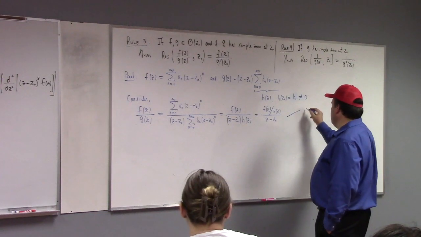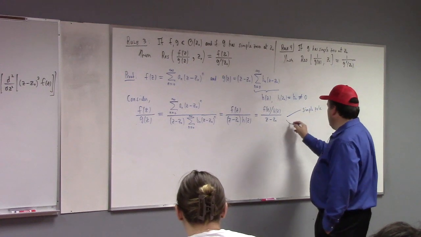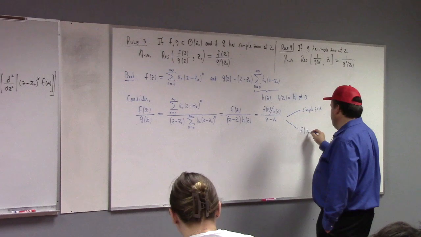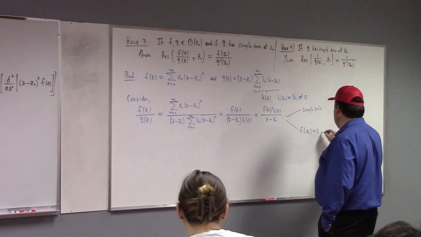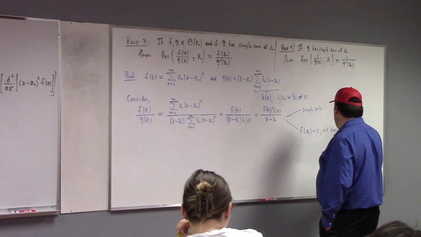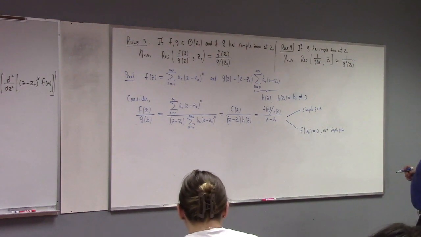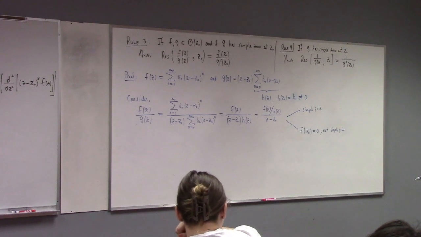So two cases: simple pole, or f of z naught equals 0, which means not a simple pole. Would it be when h of z is not equal to 0? So when it's a simple pole, h of z naught, well, we're given that h of z naught is not equal to 0.